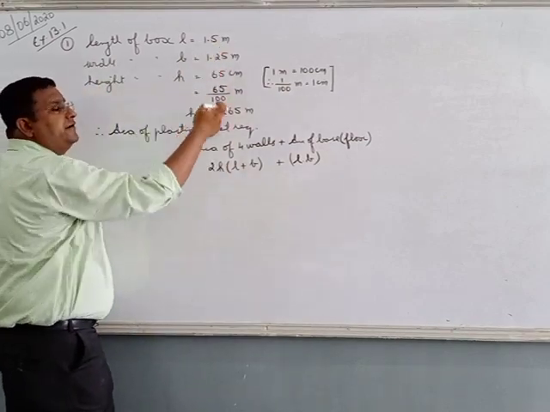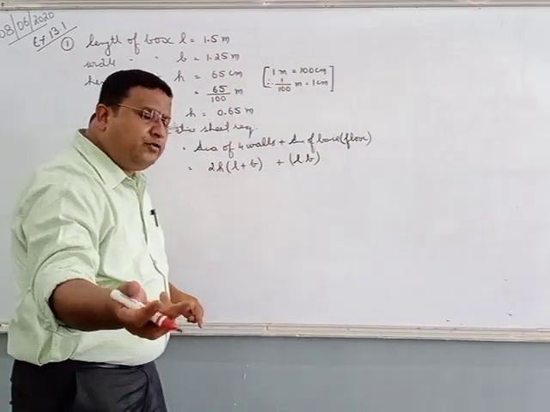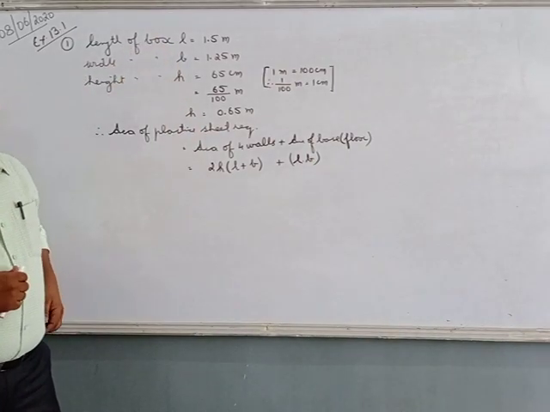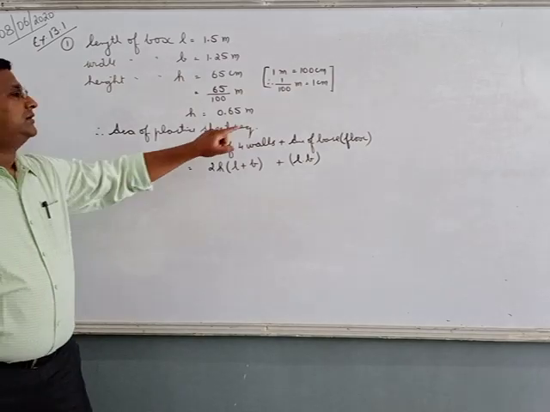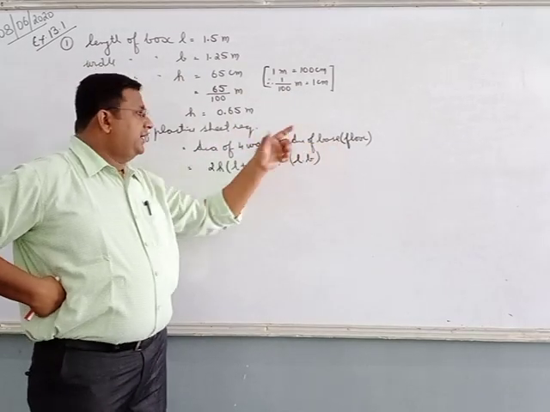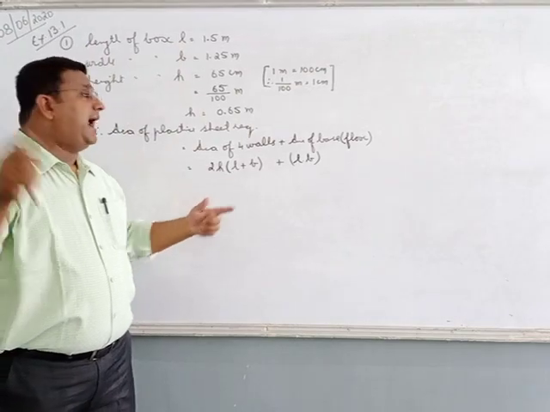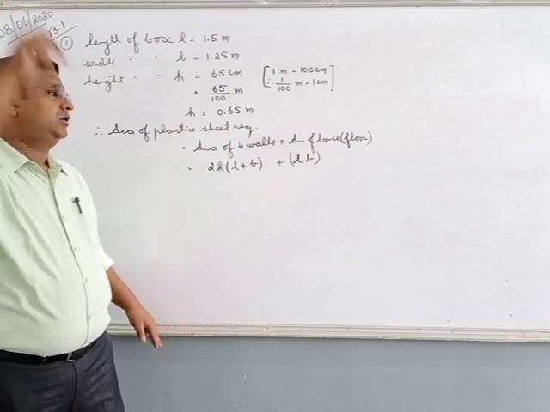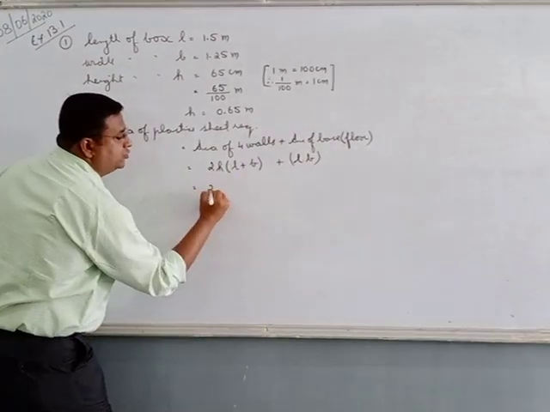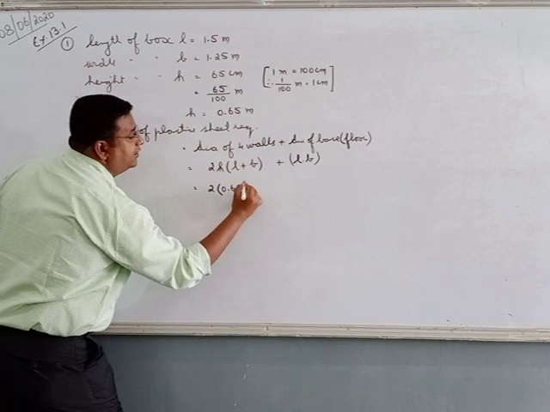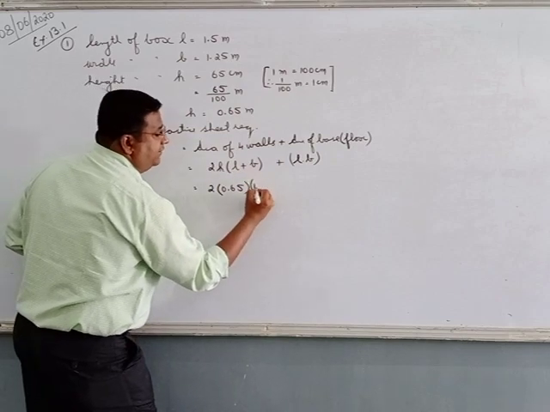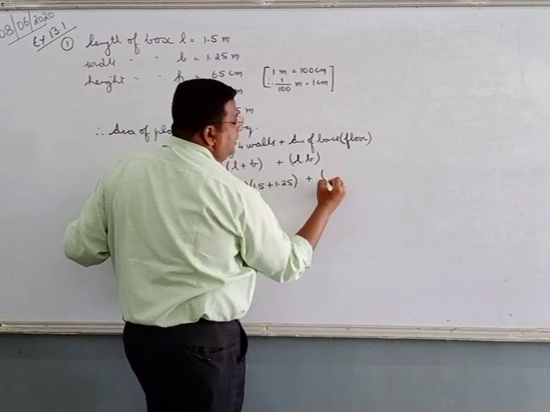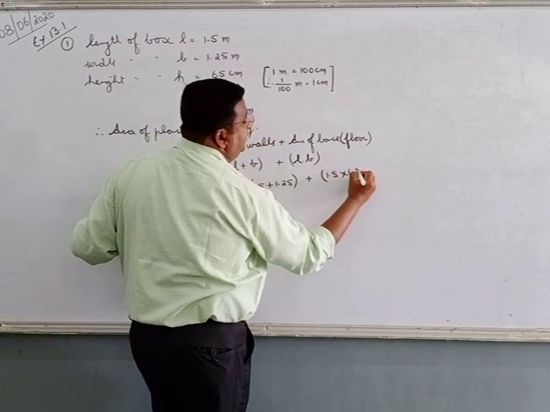I hope you have done the formula. All the dimensions are given to you, substitute. In the second question also you have to do the same thing. Sir, but there is a roof or ceiling, there is no floor. It is the same. Area of 4 walls and the area of the ceiling. Area of ceiling will be the same as the area of the floor. So substitute the values: 2 into h 0.65, into (L 1.5 plus B 1.25), plus L into B, 1.5 into 1.25.